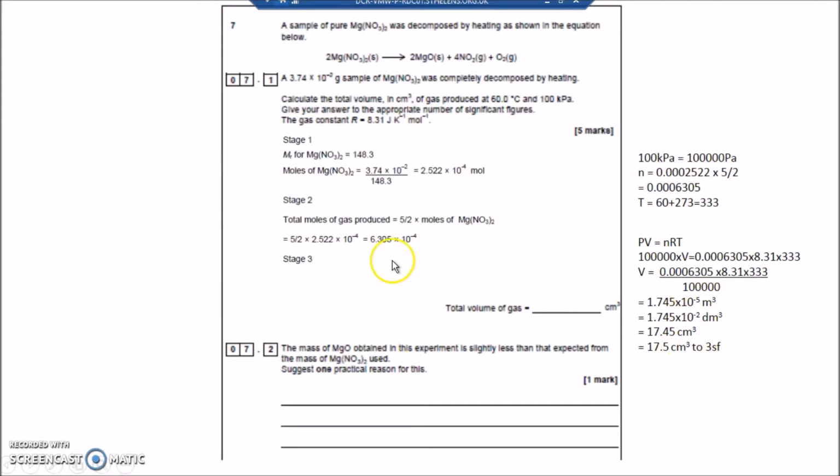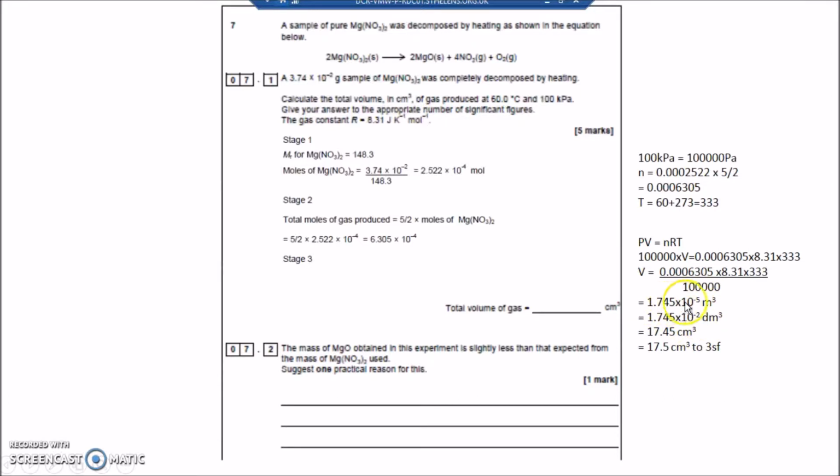Now to get meters cubed into centimeter cubed, like they asked me to, they want the total volume in centimeter cubed, you've got to convert units twice. Meters cubed down into a smaller unit, decimeter cubed, and multiply by 1,000. So that works out as 1.745 times 10 to the minus 2. And then to get decimeter cubed down into another smaller unit, centimeter cubed, I multiply by 1,000 again, 17.45. So meters cubed into decimeter cubed, multiply by 1,000. Decimeter cubed into centimeters cubed, multiply by 1,000 again.